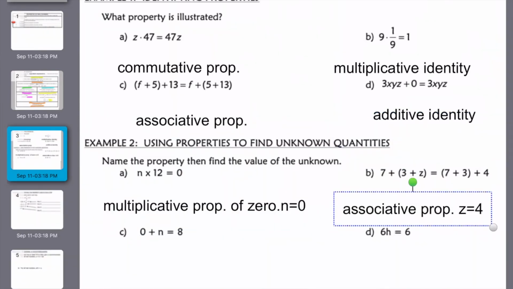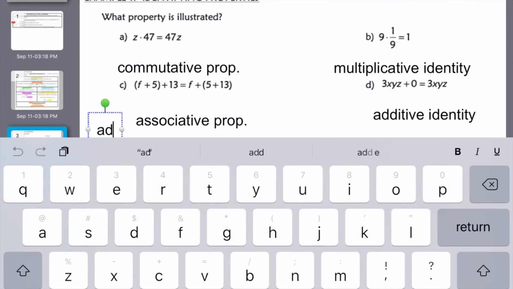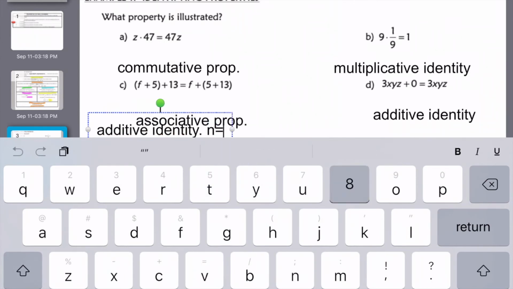0 plus n equals 8. Well, anything plus 0, I know that that's going to be an identity. In this case, it's the additive identity. So 0 plus what gives me 8? Obviously, n has to be equal to 8. So this is our additive identity. And then n has to be equal to 8.